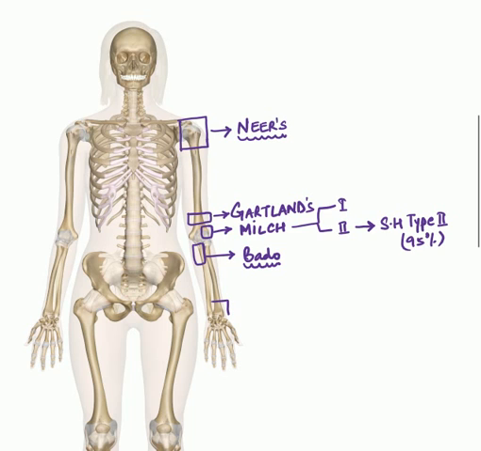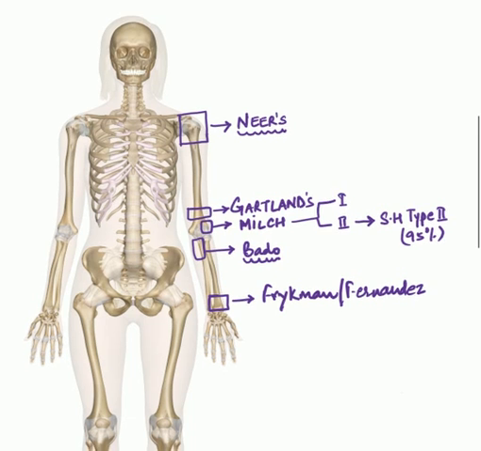One here that you can remember if you want, else there is no such importance. The lower end of radius is classified by Frykman or Fernandez classification. There are others also. So Frykman or Fernandez classification is for the lower end of the radius.